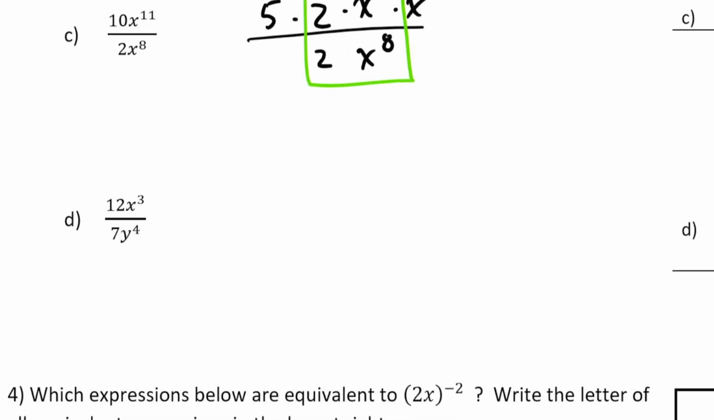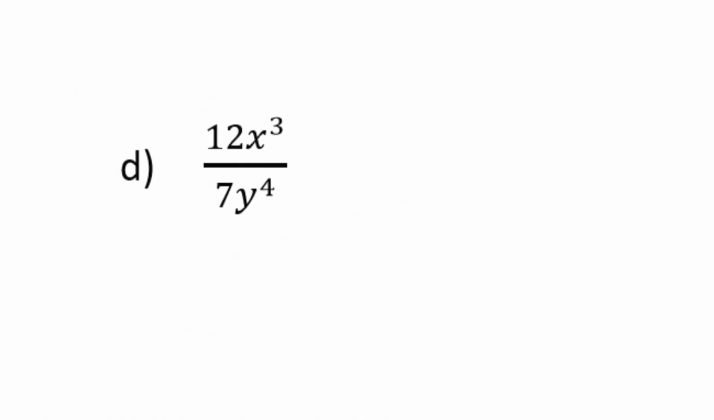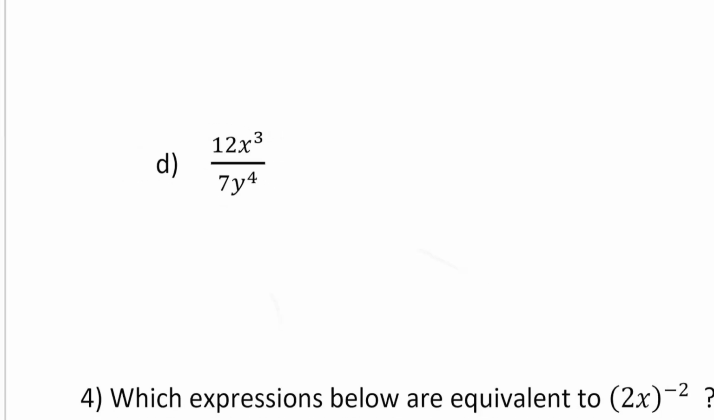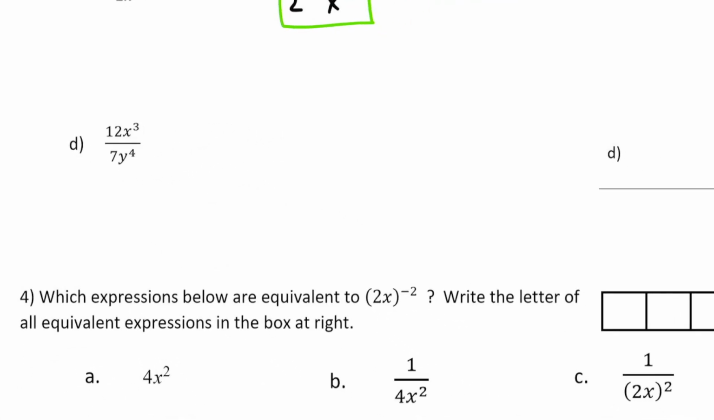And for D, most of you correctly pointed out that there are no common factors with the 12 and 7. There's no factors of x in the denominator, and there's no factors of y in the numerator. So there are no giant 1s there. So this is the simplified expression. So I'll just rewrite this as 12x to the 3rd over 7y to the 4th.